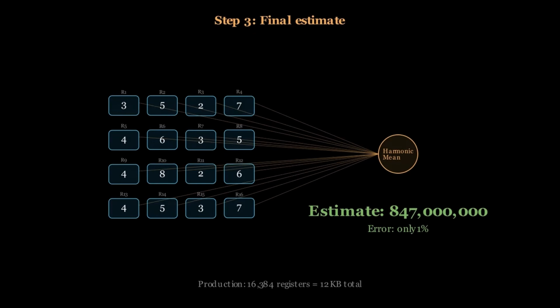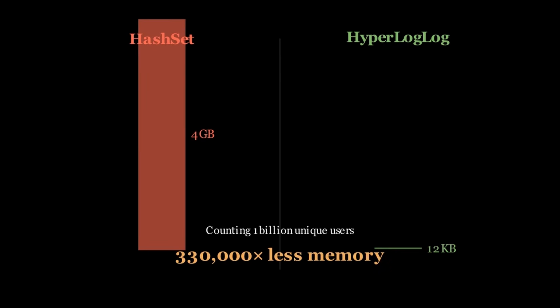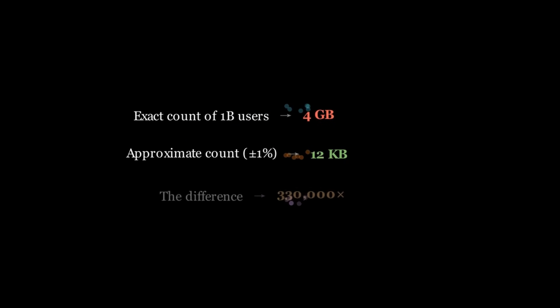A hash set tracking 1 billion unique users takes 4 gigabytes of RAM. HyperLogLog does the same job, accurate to within 1%, in just 12 kilobytes, which is around 330,000 times less memory. That impression count under every tweet is not an exact number, it's a HyperLogLog estimate running on barely any memory across 500 million tweets every single day. We're taught that exact is always better, but HyperLogLog shows that at scale, knowing when exact doesn't matter is actually the smarter call.